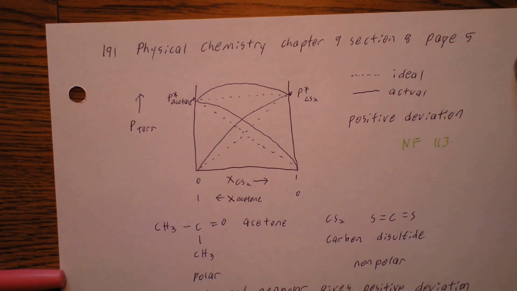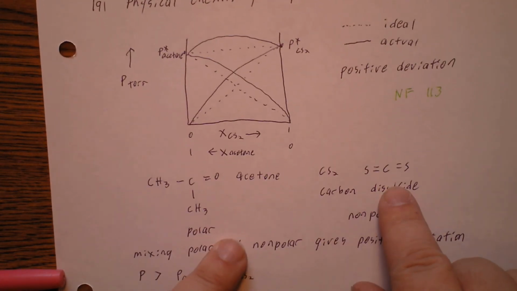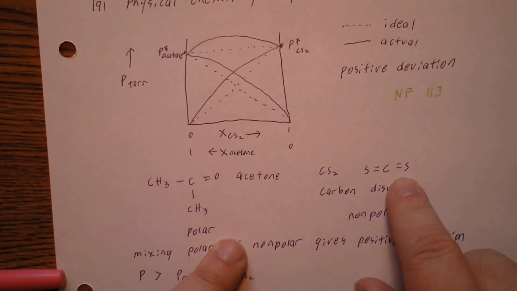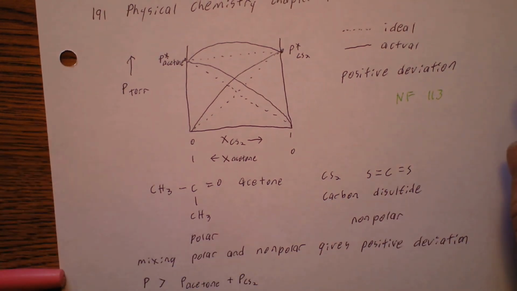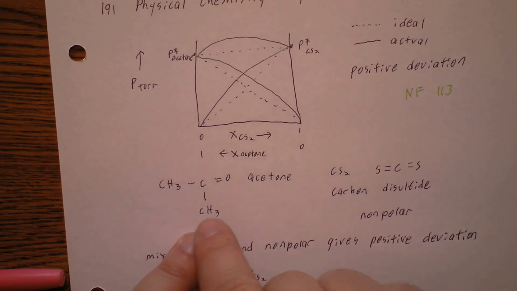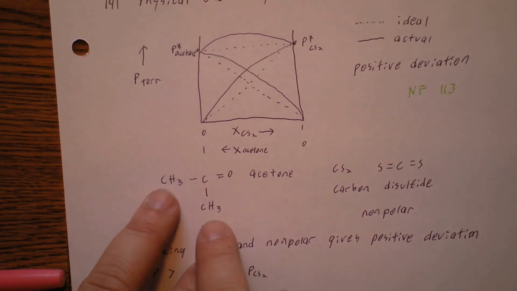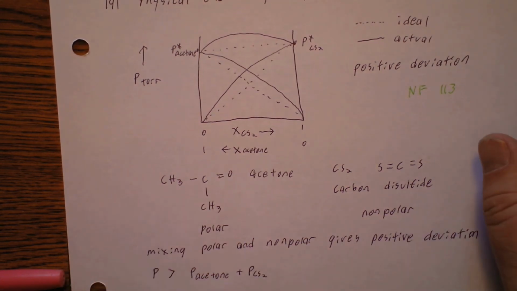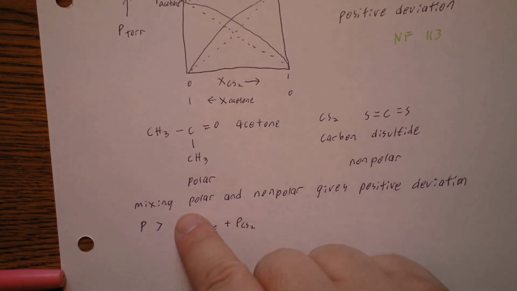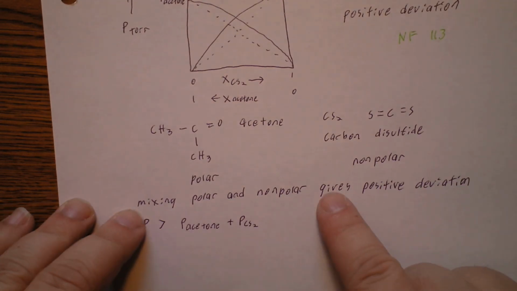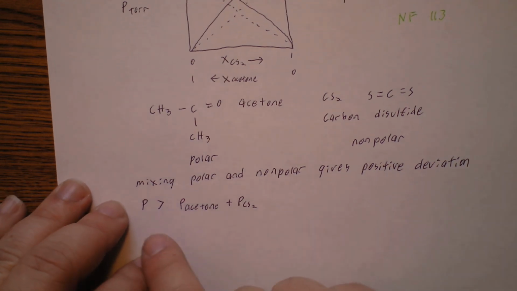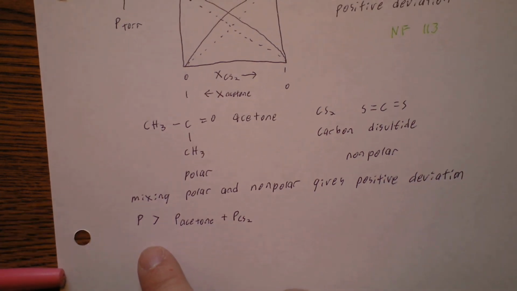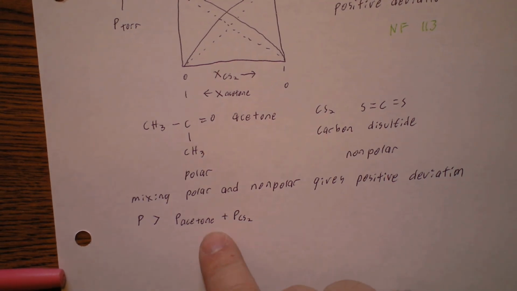The reason is simple. This carbon disulfide molecule has no polarity at all. It's just straight. But this one, because of the way the oxygen comes off one side, is sort of polar. So when you have the polar and the non-polar, they don't want to bond with each other. They want to just keep to themselves. So we have positive deviation in this case. The pressure is greater than what you would expect if they were separate.